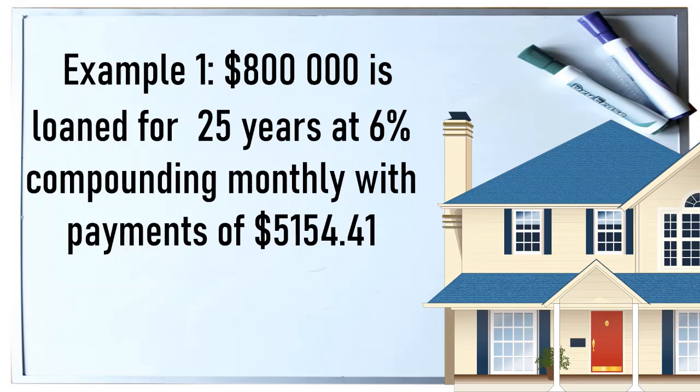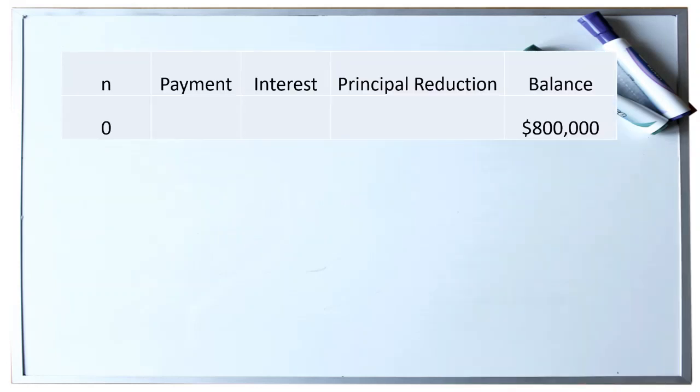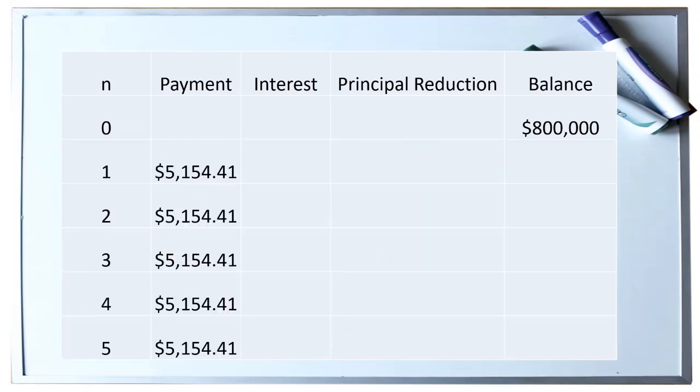$800,000 is loaned for 25 years at 6% compounding monthly with payments of $5,154.41. There can be some variation in the titles of the table. I've chosen N for the number of months, the payment, the interest, principal reduction, and the balance. I also like to start with a year zero, so I've got a starting point, and you can see I'm starting with $800,000. I've filled in the payment because it's the same for each month, and we're told it in the question.